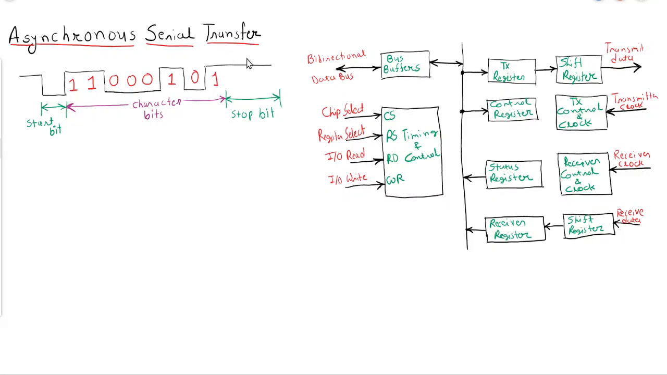In the previous video, we discussed asynchronous data transfer using handshaking. So in this tutorial, we will discuss what asynchronous serial transfer is. We will try to understand the circuit for the same. Here in asynchronous serial transfer, data will be transferred serially. By default, the data line will be kept at one.